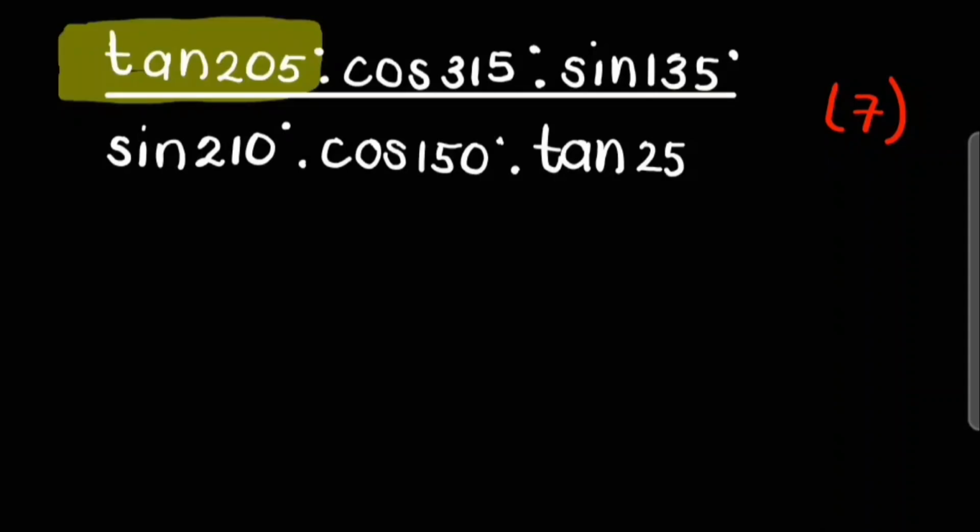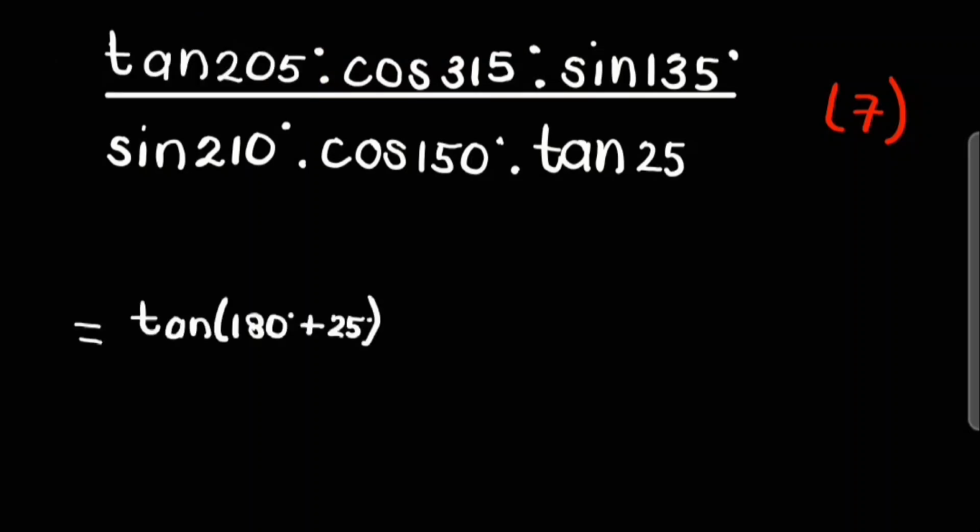So we're starting off with tan of 205 degrees. The first question you need to ask yourself is, which quadrant does this angle lie in? 205 degrees lies in the third quadrant. In the third quadrant, the reduction formula which we make use of is 180 plus. So that's now equal to tan of 180 plus 25. Now focusing on cos of 315 degrees, that angle lies in the fourth quadrant. So we're going to use 360 minus. That becomes 360 minus 45 degrees.